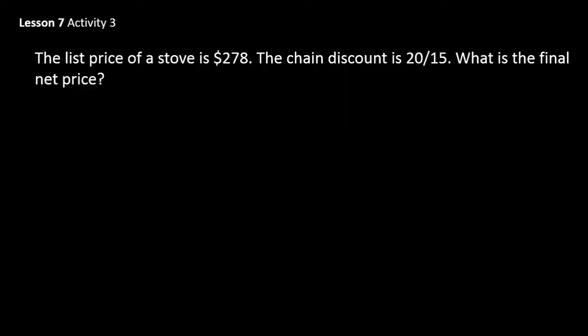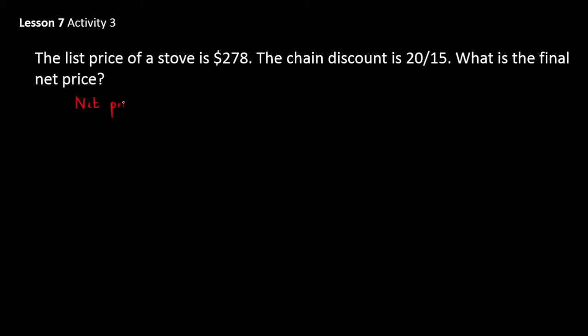Let's talk about Lesson 7, Activity 3. Say we're told that the list price of a stove is $278 and the chain discount is 20.15. What's the final net price? There's more than one way to approach this problem. I'm going to show you the way that makes more sense to me. I believe your textbook shows you an alternate method, so if you don't like my way, go read the textbook and you might prefer that.